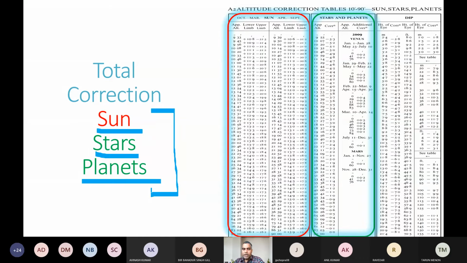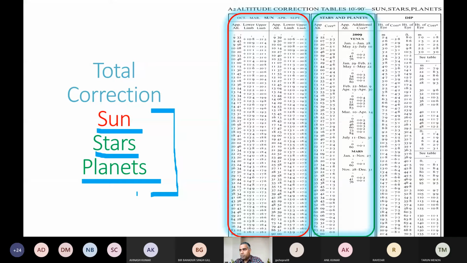Okay. Now, when you are picking up the correction for planets, be careful when you are picking it up for Venus and Mars. There are a total of 4 planets which we use for celestial navigation: Venus, Mars, Jupiter, and Saturn. Now, out of these 4, Venus and Mars, they are the inferior planets.